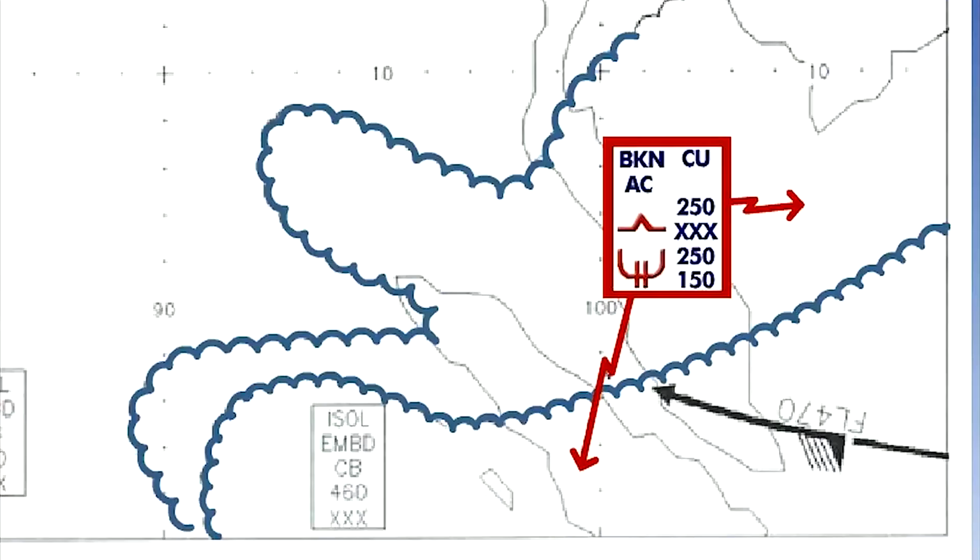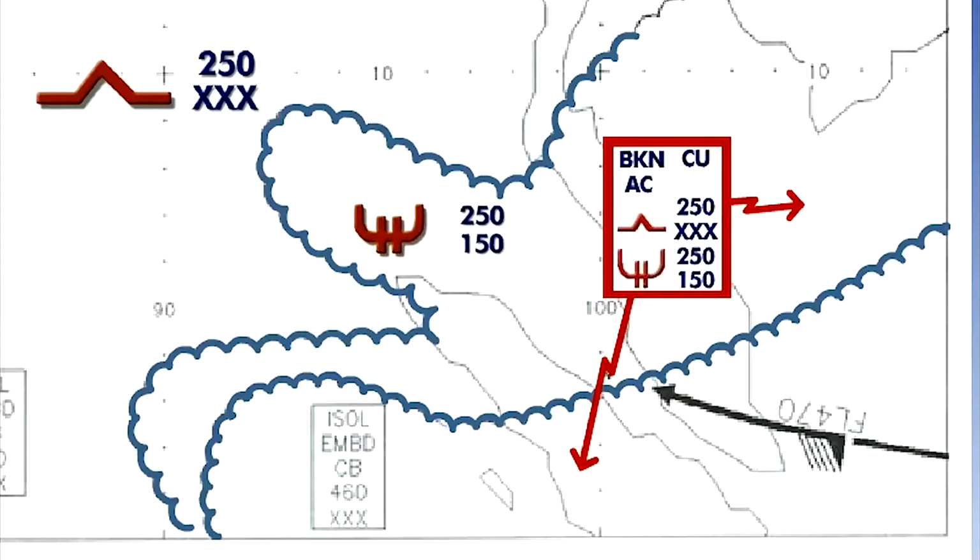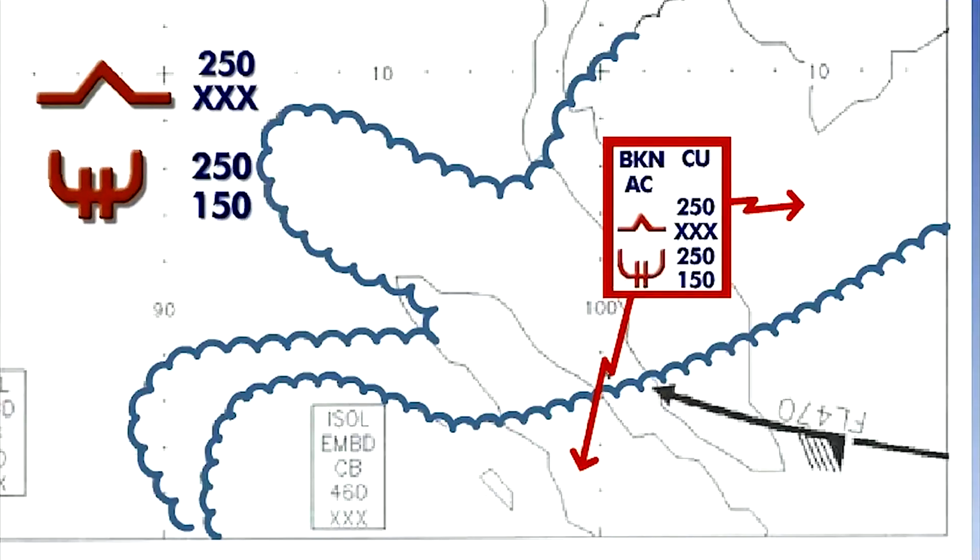Looking at our example here, the cloud text box points to two scalloped cloud areas, indicating that broken amounts of cumulus and altocumulus are forecast within those regions. Between flight levels 250 and 100, covering the lower range of the chart, moderate turbulence is expected. And between flight levels 250 and 150, you should prepare for moderate icing.